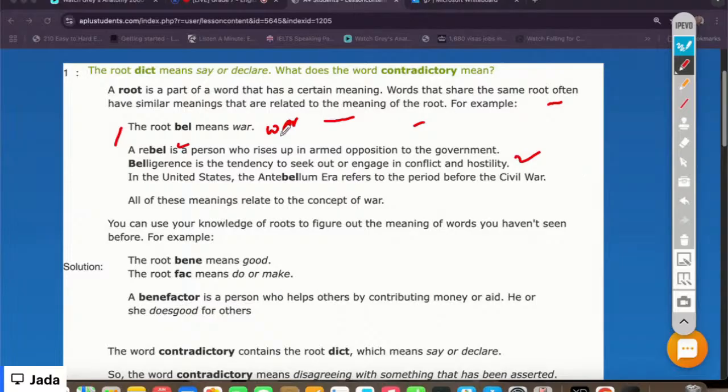Now in the United States, the antebellum era refers to the period before the Civil War. All of this meaning relates to the concept of war. So, basically, a root is a part of a word that has a certain meaning, and words that share the same root often have similar meanings.